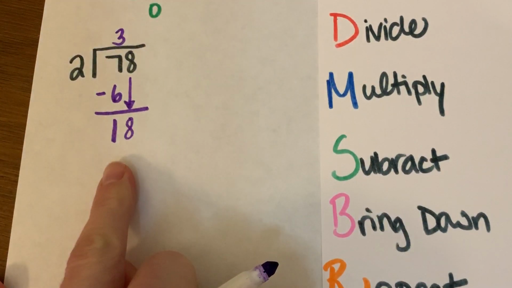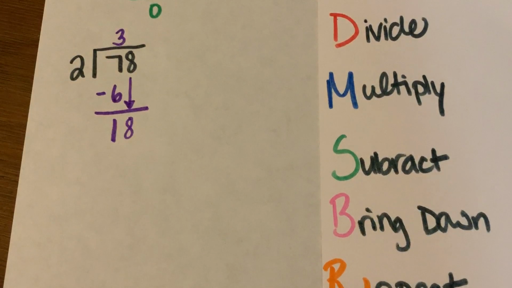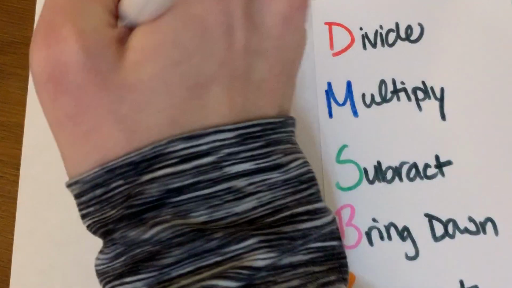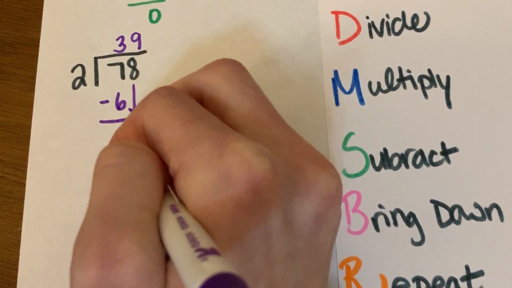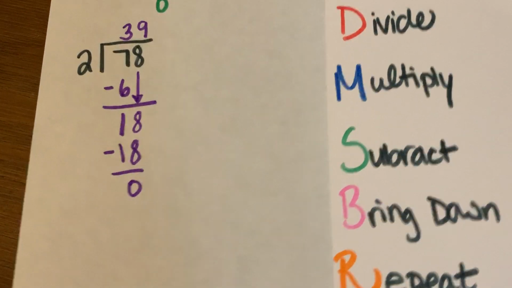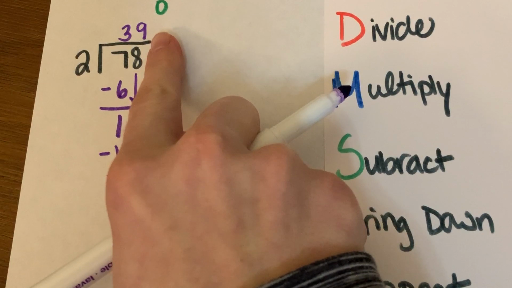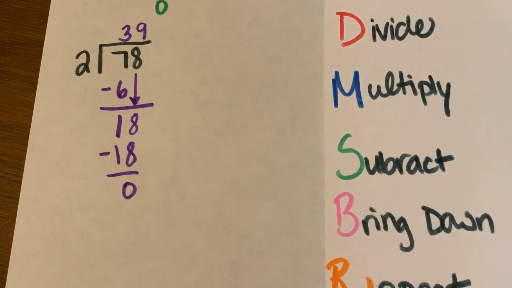Now I have 18. 2 times what gives me 18? Well, 2 times 9 gives me 18. So I'm going to now subtract 18, and I have 0. And I have 39 as my answer. So you just want to get as close as possible.